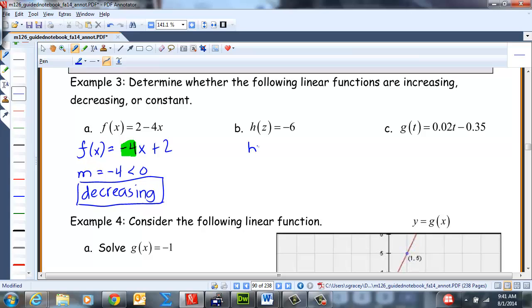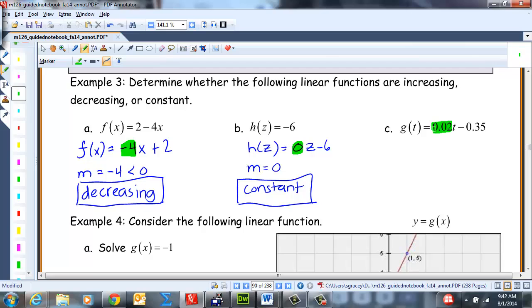Now this guy, if you wrote it in standard form, you could write this as 0 times x minus 6. So again, our slope here is 0, and that means we'll have a constant function. And this guy is already in the format we need, right? So 0.02 is our slope, and that is positive, greater than 0, so it's going to be increasing.